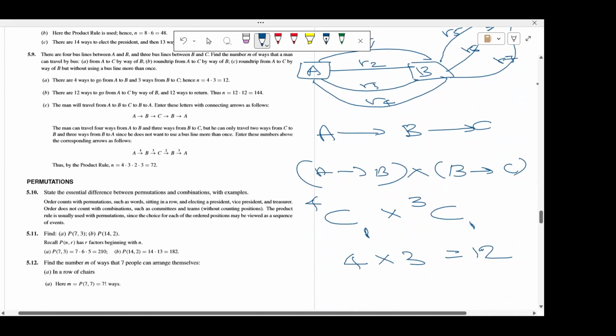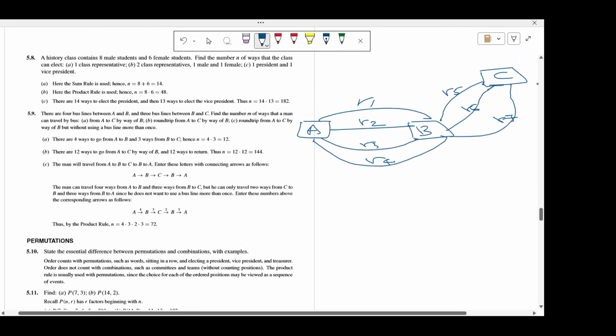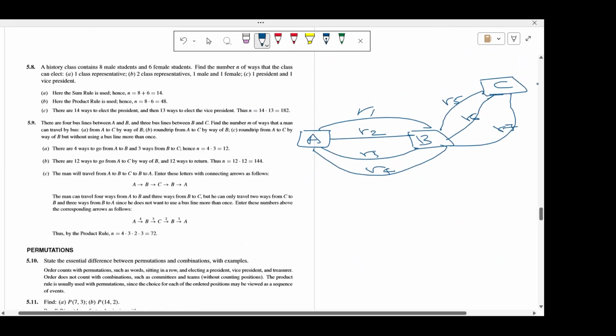So the answer is 12 for the first question, right? Now we will move to the second part. What is the second part? In the first part, one guy needs to travel from A to C by way of B, right? The second question: round trip from A to C, round trip from A to C by way of B. So what do you mean by round trip?